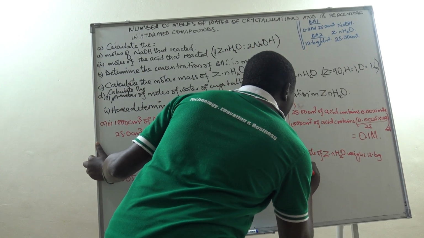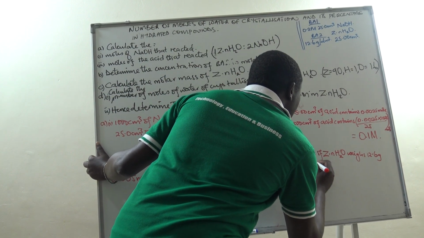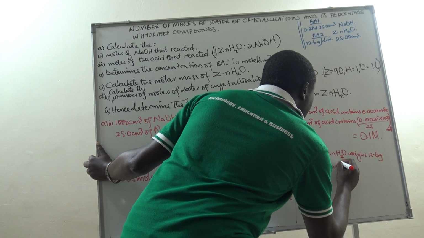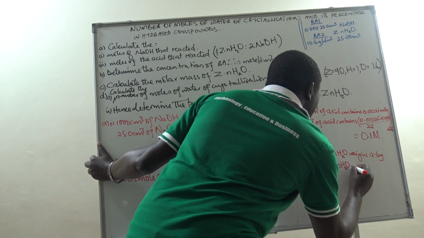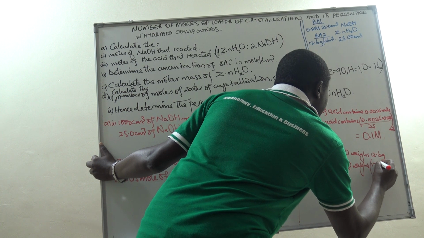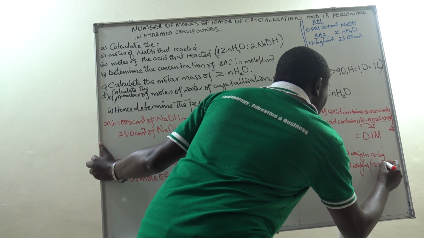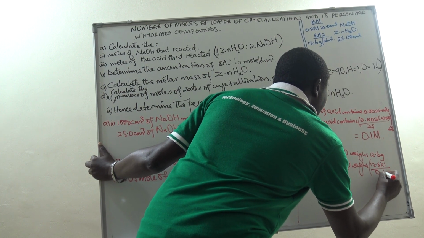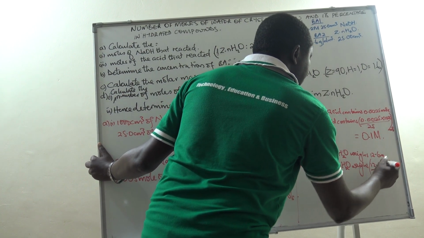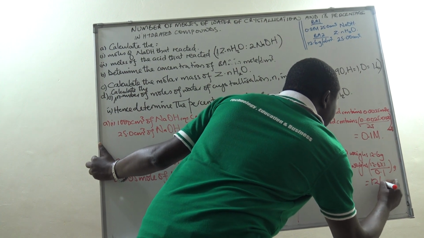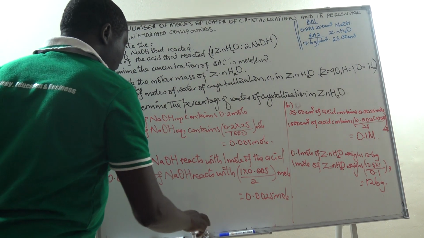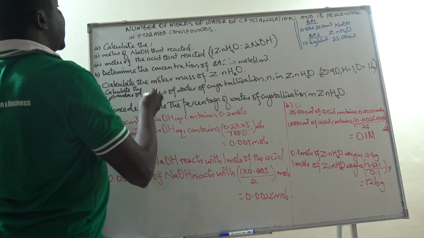Then what of only 1 mole? 1 mole of Z·nH2O, the whole of this compound, it weighs 12.6 times 1 over 0.1 gram. So this one is the same as 12.6 times 10, which gives us 126 grams. That's the mass of 1 mole of this compound Z·nH2O.